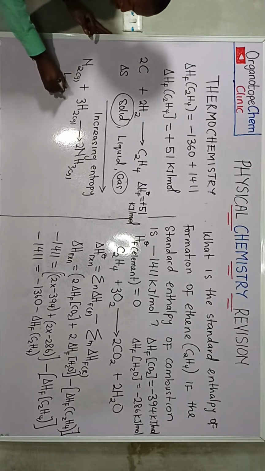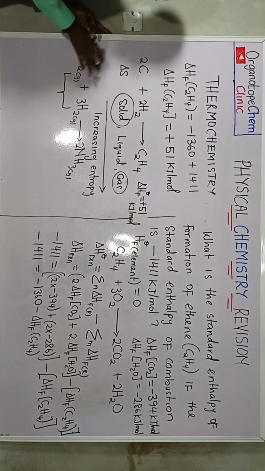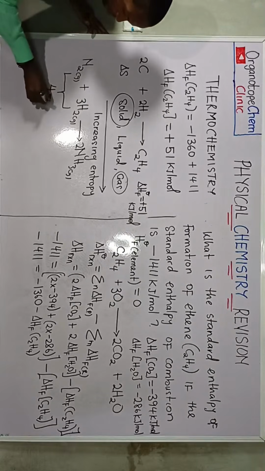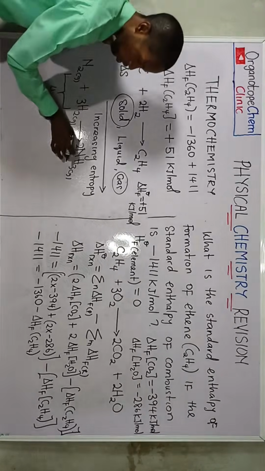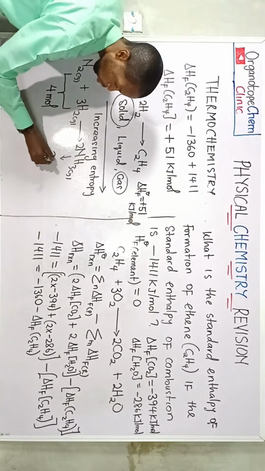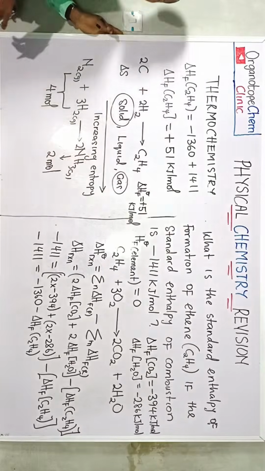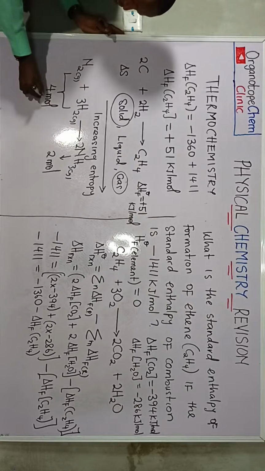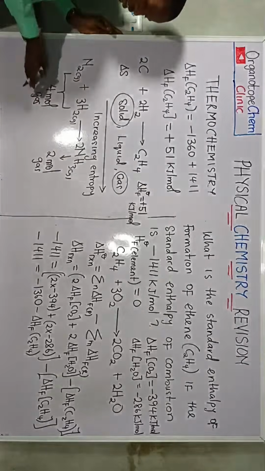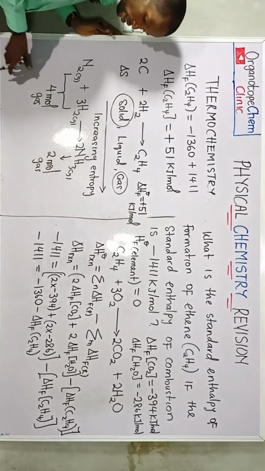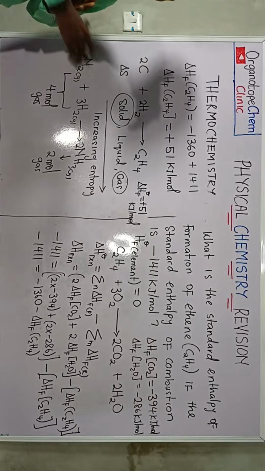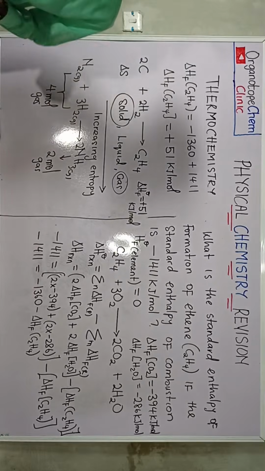So what is the amount of gaseous reactant here? We have 1 mole plus 3 mole, which is 4 mole of gas on the reactant side, while on the product side, the coefficient is 2. So we have 2 mole of gas on the product side. So 4 mole of gas results into 2 mole of gas. Is this an increase or decrease in entropy? Type in the chat, is it an increase in entropy or decrease in entropy?